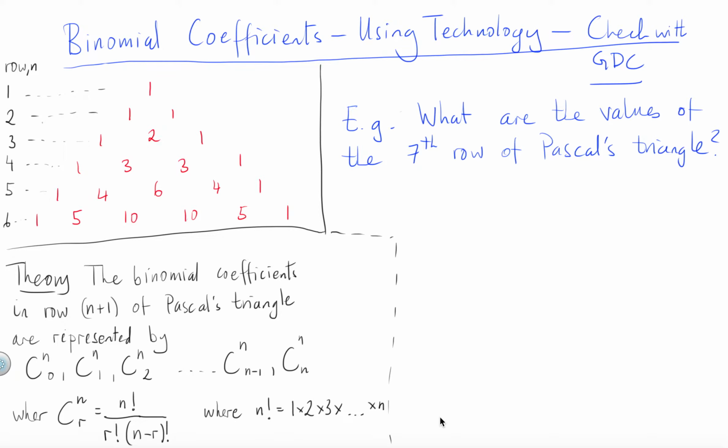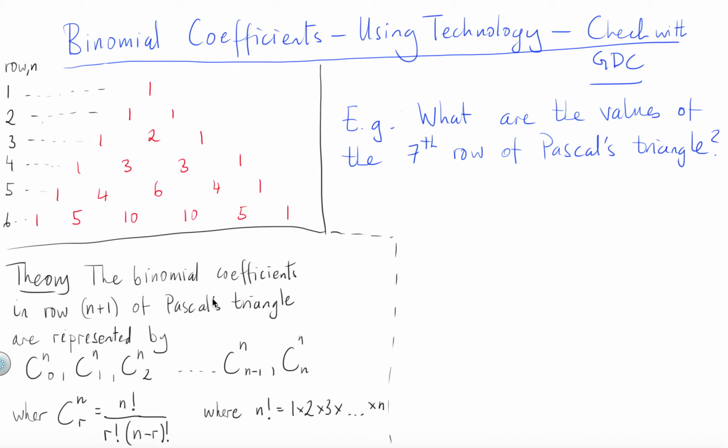Okay, in this video I'm going to talk about the binomial coefficients, how to find them using technology, and the links to Pascal's triangle. So in the previous video we talked about Pascal's triangle, where you started with ones on the edges, and then you get the row below by adding the numbers directly above to the right and to the left. So row 1 would be 1, row 2 would be 1, 1, row 3 would be 1, 2, 1, row 4 would be 1, 3, 3, 1, and so on.